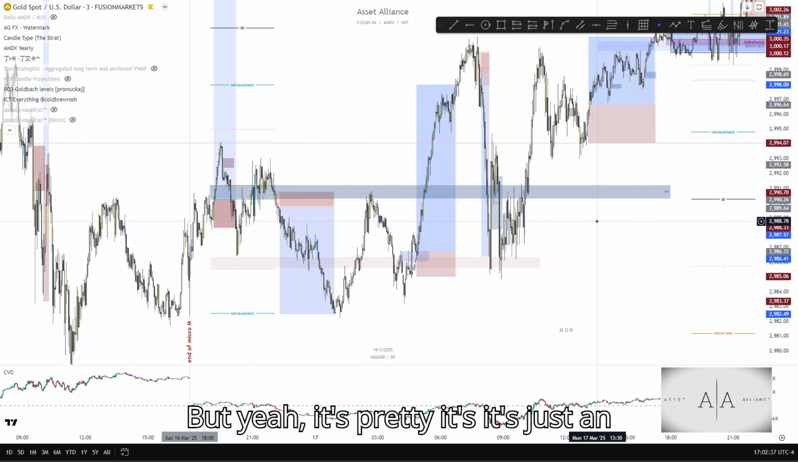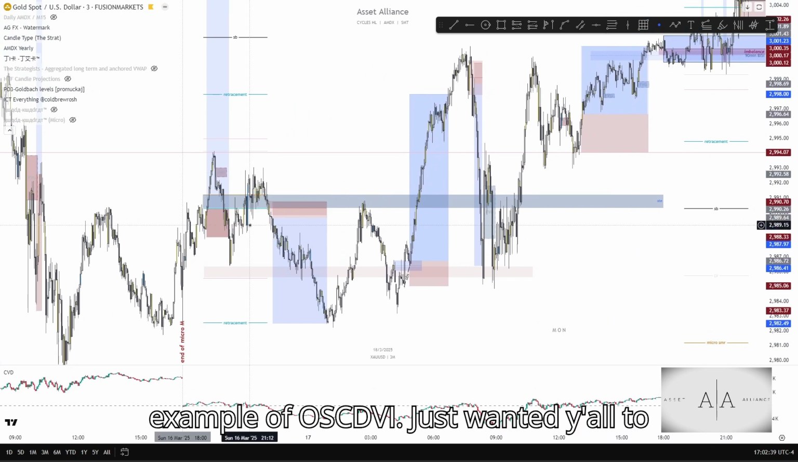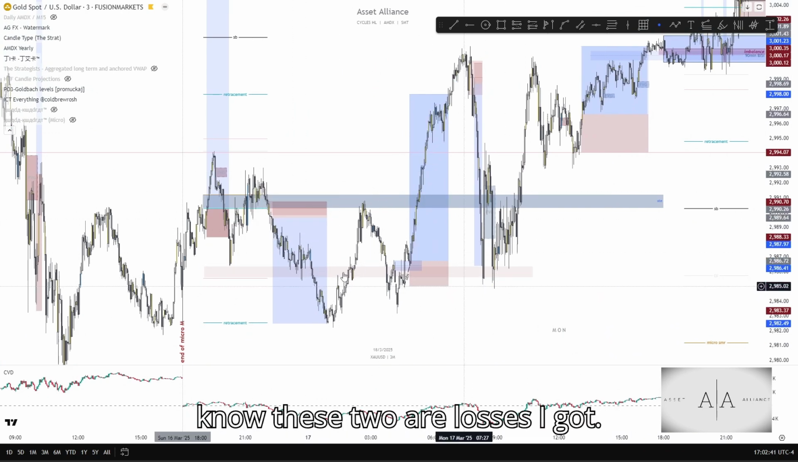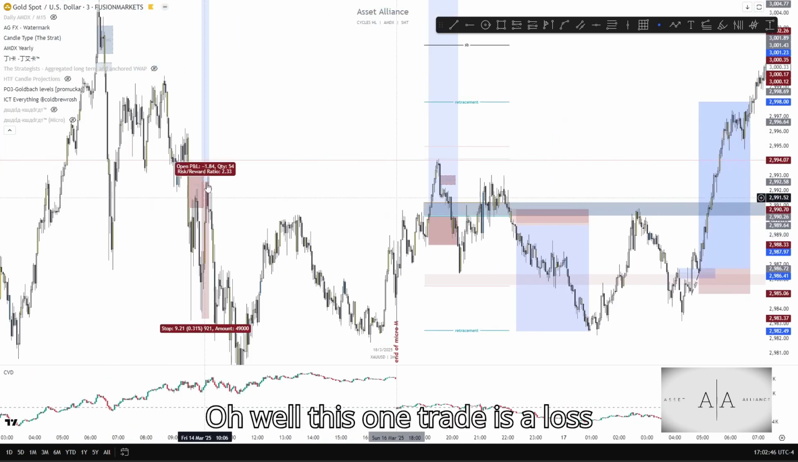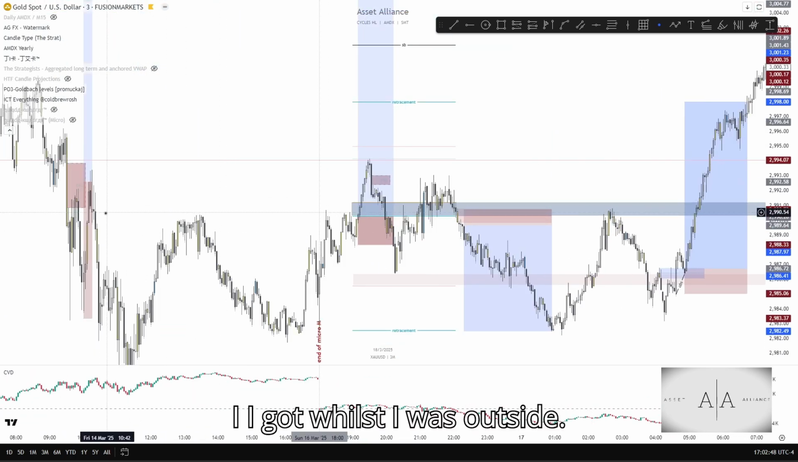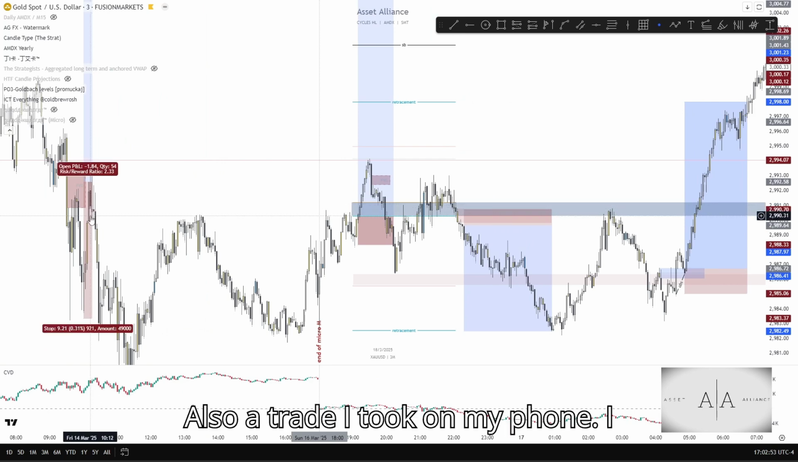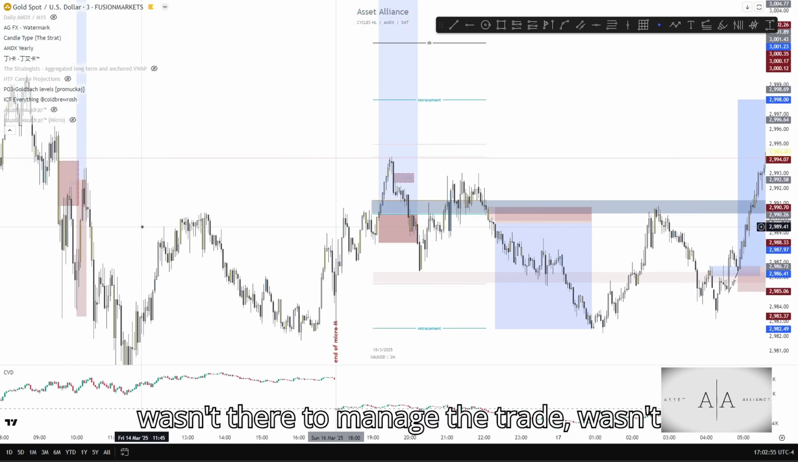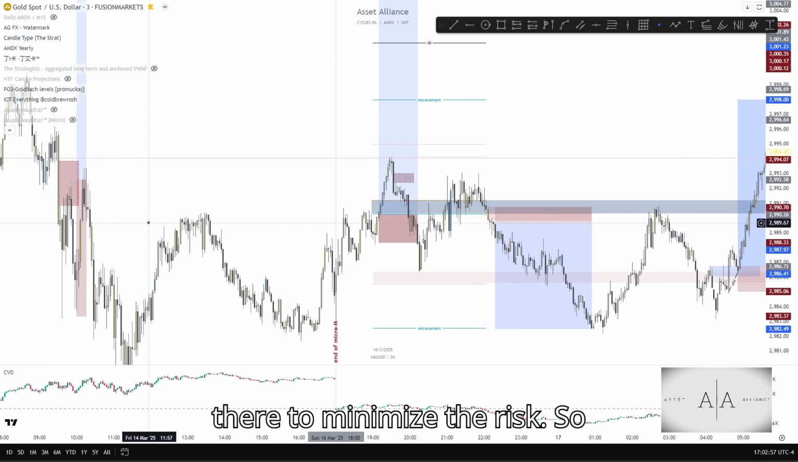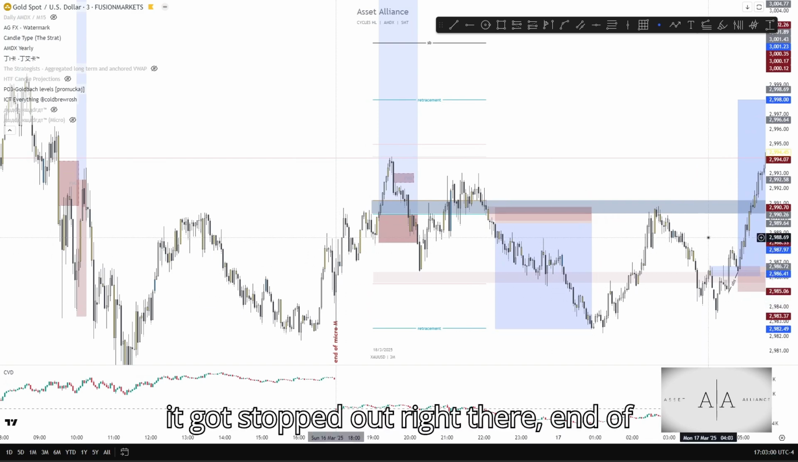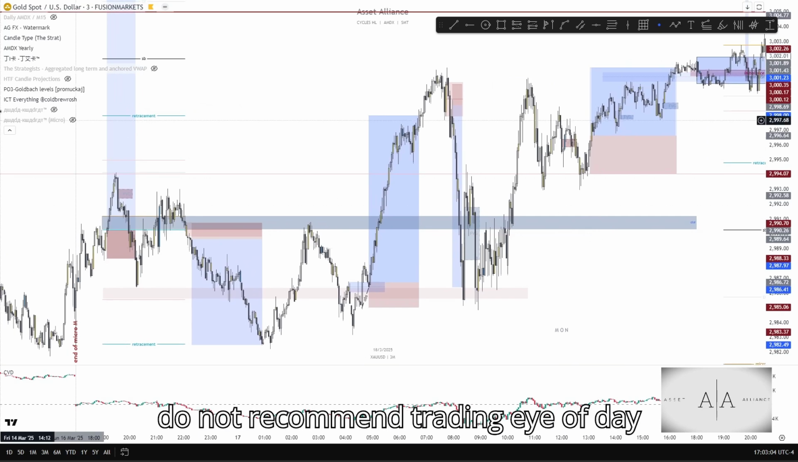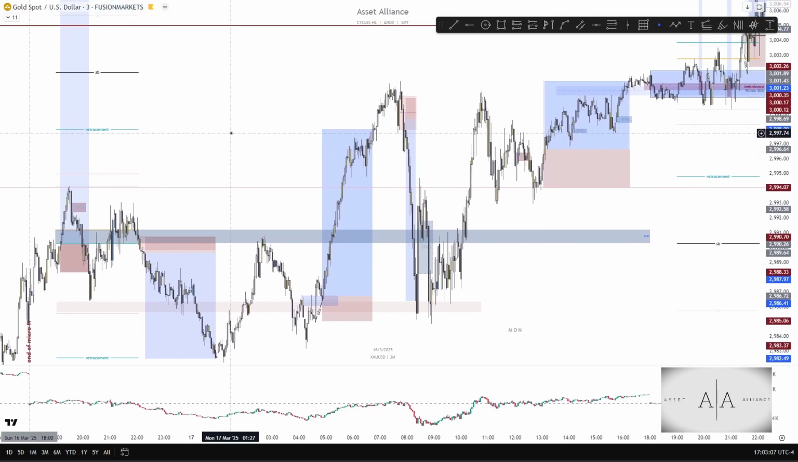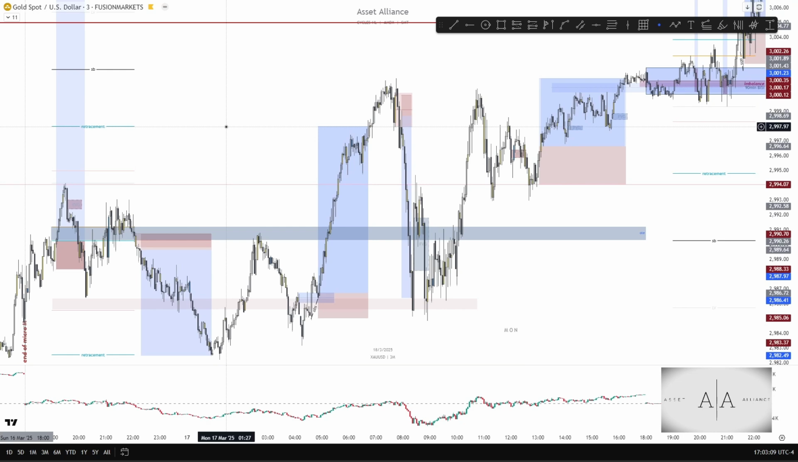But yeah, it's just an example of OSTDV. I just wanted y'all to know. These two are losses I got. Well, this one trade is a loss I got whilst I was outside. Also a trade I took on my phone. Wasn't there to manage the trade, wasn't there to minimize the risk, so got stopped out right there. End of day also, so this was a high risk. I do not recommend trading high of day. Not high of day, but end of day.